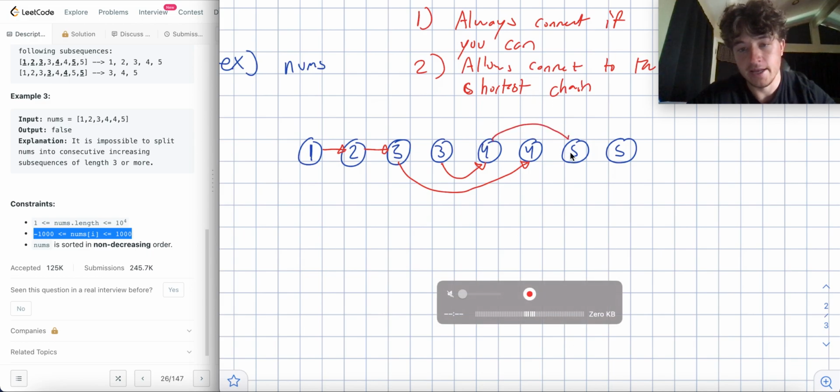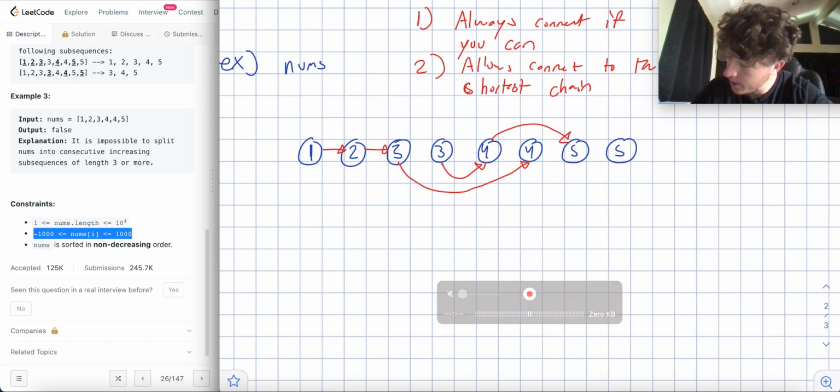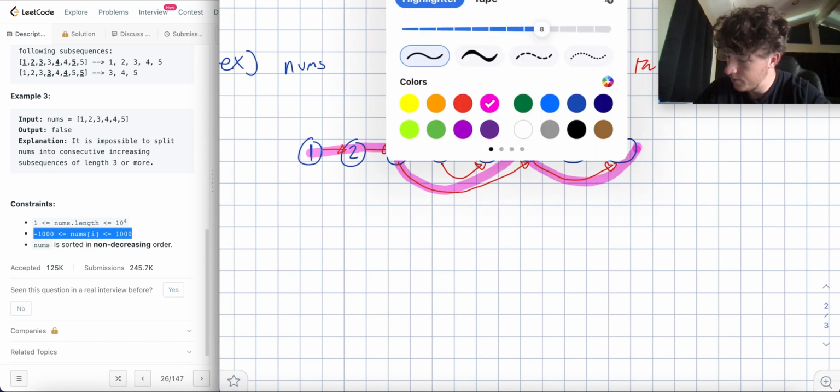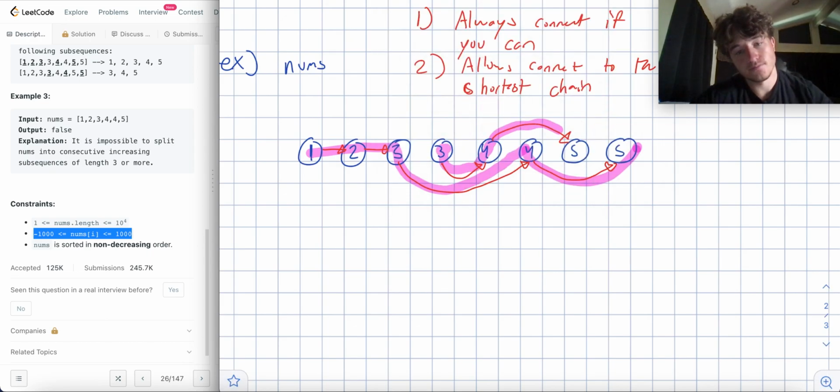So this 4 here I connect to. Now look at this 5. This 5 can connect to only this 4. So I connect them together. And look at that. We have the same exact example. All right, we have these things connected. And we have these things connected.